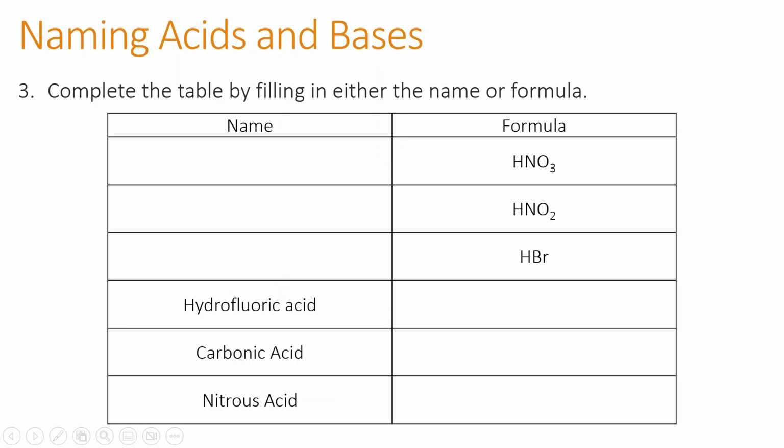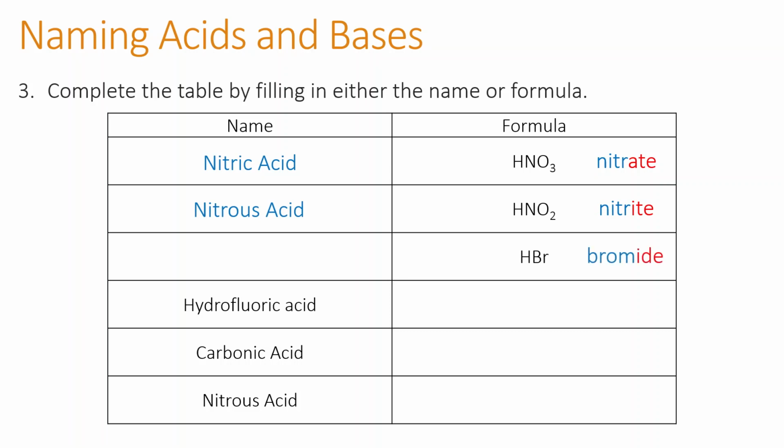So for my first acid, I have HNO3. This is nitrate. So this is going to be an ic acid. We would call this nitric acid. NO2 is called nitrite, so this would be nitrous acid. Br is bromide in a compound, so this would be hydrobromic acid.